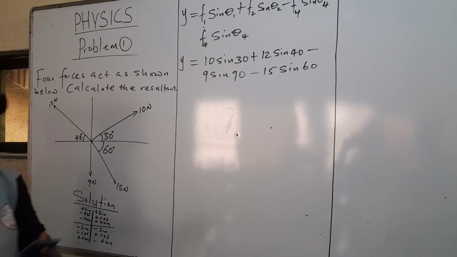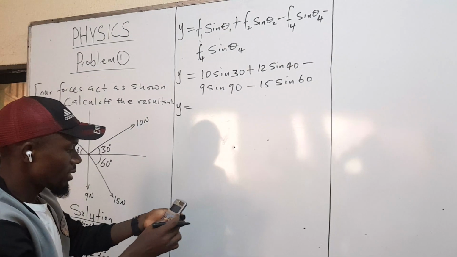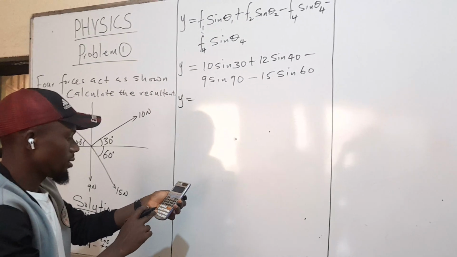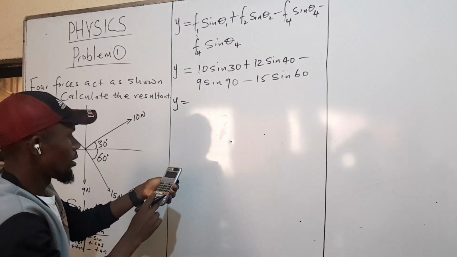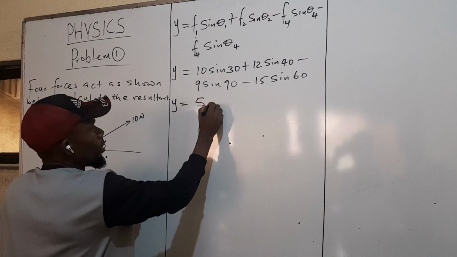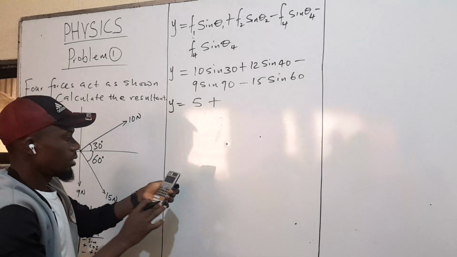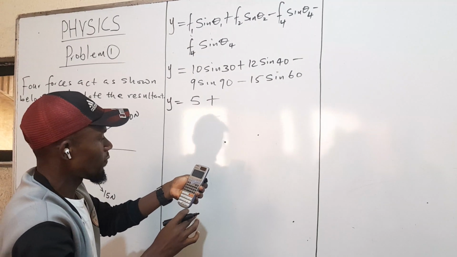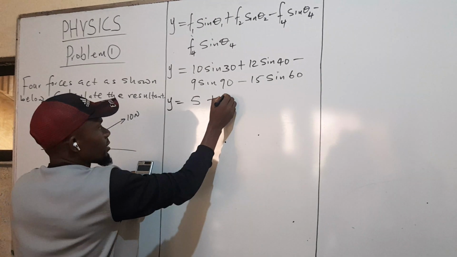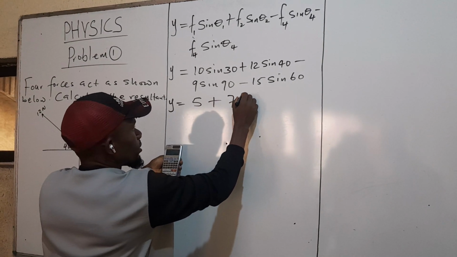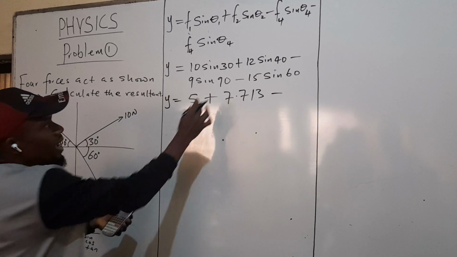With the help of my calculator, let me bring out what's on the board. So my y is equal to, what is my sine 30? Sine 30 is 0.5 times 10, I'll have 5. So plus sine 40, which is 0.6427 times 12. I'll have 7.713.